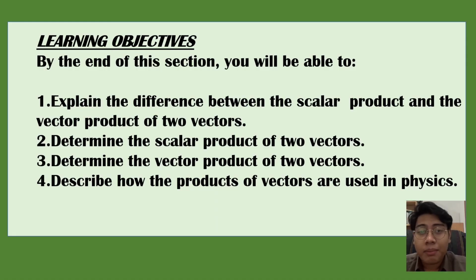Learning objective. By the end of this section, you will be able to learn something. For example, explain the difference between the scalar and vector product of two vectors, and you can determine the scalar product of two vectors. Then you can determine the vector product of the two vectors. Last but not least, you can describe how the product of vectors are used in physics. So this is the learning objective you can have from this topic.